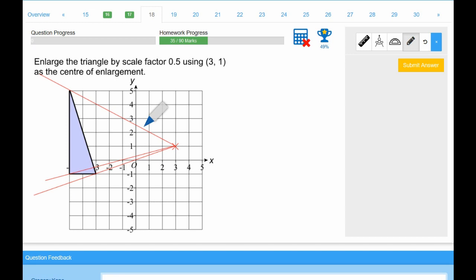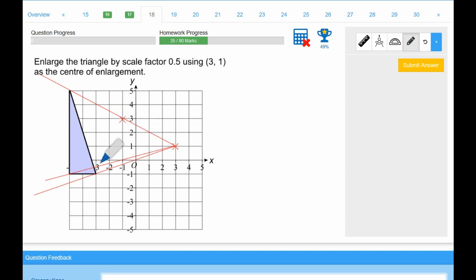But let's do that. So if I start off here, to go from there to there is how many? It's 1, 2, 3, 4, 5, 6, 7, 8 along, and 1, 2, 3, 4 up. So 8 to the left and 4 up. If I enlarge that by half, it's going to be 4 to the left and 2 up. So let's go 1, 2, 3, 4 to the left and 2 up. My triangle should be there. Probably a little bit higher than that. Let me just undo that. And 4 to the left and 2 up.